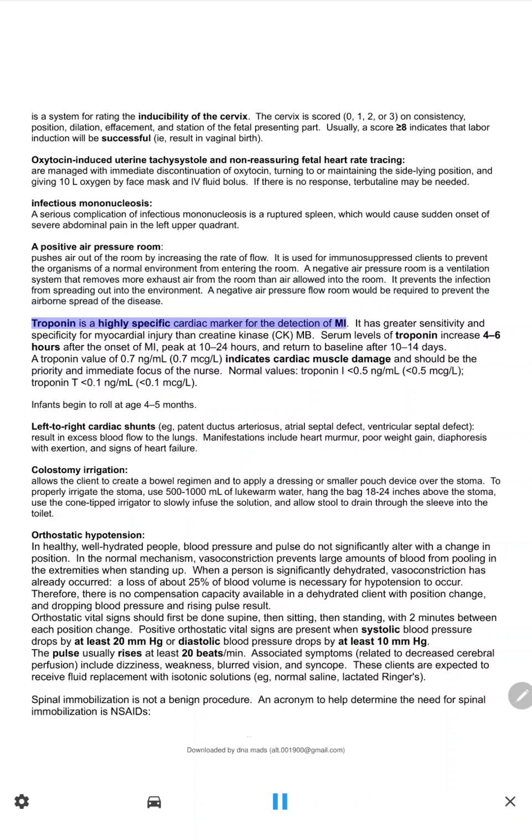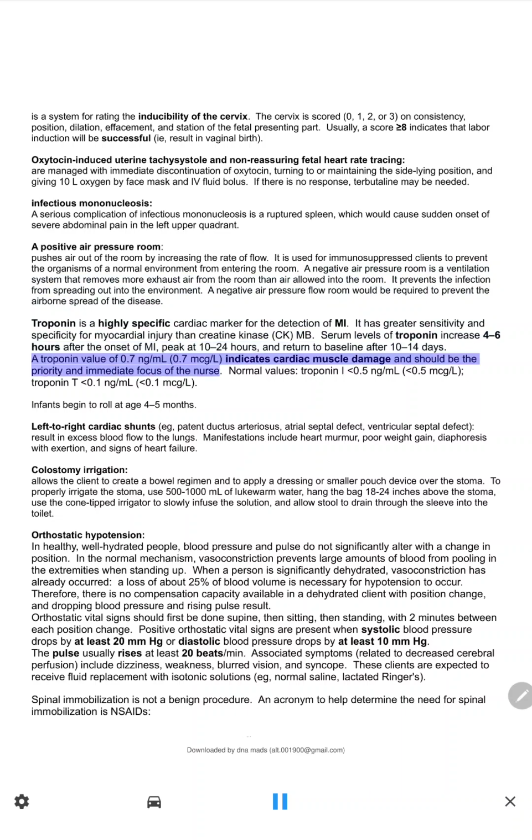Troponin is a highly specific cardiac marker for the detection of MI. It has greater sensitivity and specificity for myocardial injury than creatine kinase, CK-MB. Serum levels of troponin increase 4 to 6 hours after the onset of MI, peak at 10 to 24 hours, and return to baseline after 10 to 14 days.